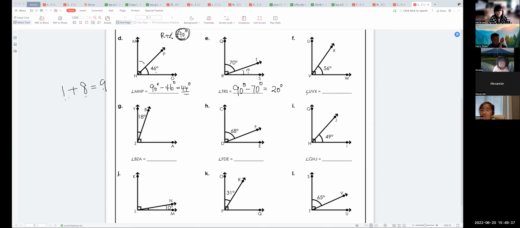Okay, let's see angle UVX. Again, these two angles added together equal 90. So 90 minus 56 equals 34 degrees. We say 56's complementary angle is 34, and 34's complementary angle is 56. Okay, you do the rest of them yourself. And Brandon, if you finished, please send me the answers for the 9 questions through the chat. Thank you.